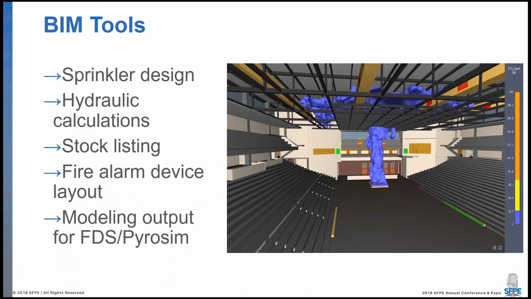How we use BIM is a number of different ways. I mentioned sprinkler design, where we can coordinate with other building systems. We use it for hydraulic calculations. That was the add-on HydroCAD for Revit. We can use it for stock listing of components. We don't typically detail every fitting to that level, but we could if requested by the client. We do fire alarm device layout, and the benefit there is that the device is attached to walls and ceilings. So if the walls and ceilings move, the devices move too. So we don't have to go in and redraw it. Finally, we can export models to PyroSim and FDS. The screenshot you see here is from SmokeView of one of our modeled fires from an arena project.